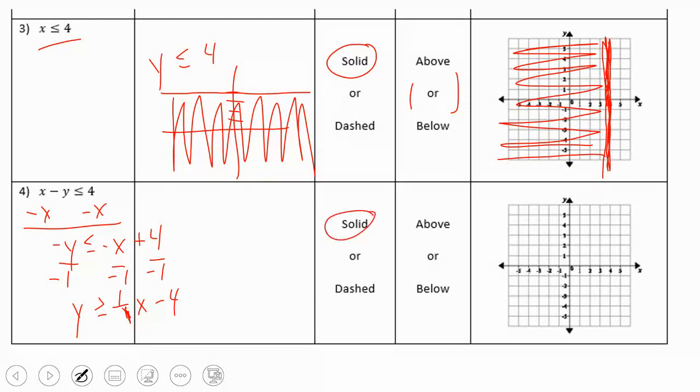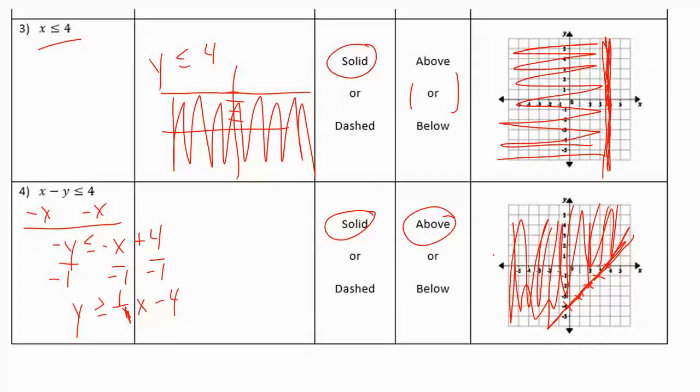So it's a solid line because of the equal sign. It's above because of the greater than. So I graph my line, -4, a slope of 1. Let's make a few points. 1 over 1. Solid line. And because it's greater than, I'm going up from the solid line. So all of this area would be shaded in.